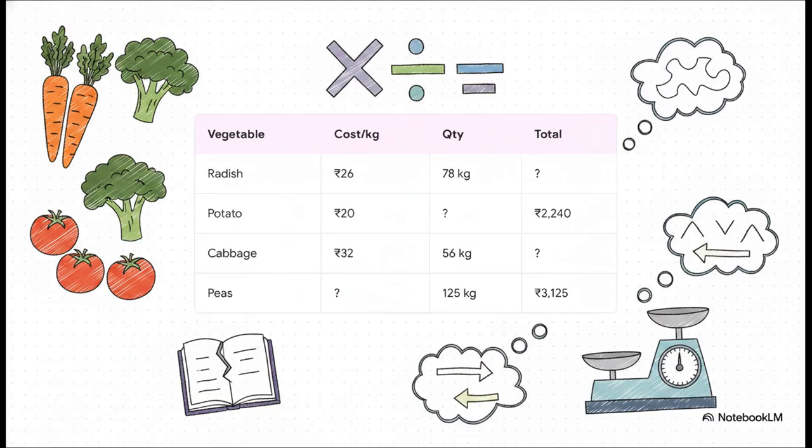And you know, this logic applies to literally every business. Take a look at this record book from Munshi Law's vegetable market. Some of the numbers got accidentally erased, but we don't need to panic. We know that the cost per kilogram multiplied by the quantity equals the total. It perfectly mirrors our dividend equals divisor times quotient rule. So for the potatoes, we just take the total of 2,240 divided by the 20 rupee cost, and we instantly know he sold 112 kilograms. We can rebuild this entire table using the absolute magic of reverse multiplication.